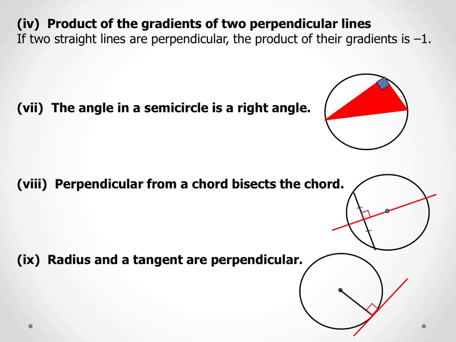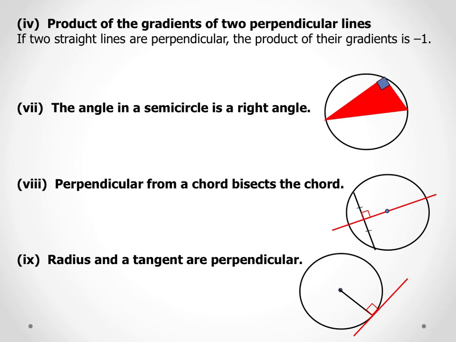But also a few things that are useful just to remember about circle theorems. The product of the gradients of 2 perpendicular lines is -1. Now we know that, but why is that going to be helpful? Well, because we know that the gradient of a normal and the gradient of a tangent are at right angles to one another. So their gradients will always multiply to give -1.